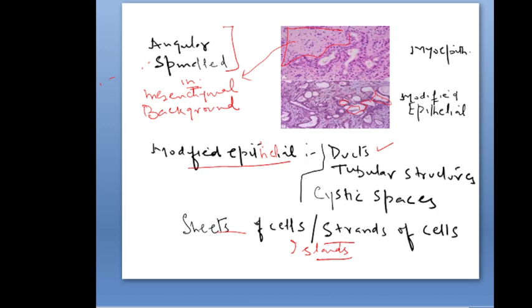Here we are seeing myoepithelial component in upper area. Angular spindle-shaped cells or plasmacytoid cells are seen. The lower area of this picture shows ductal cells, tubular structures, cystic spaces, sheets and strands of cells. It is epithelial component.